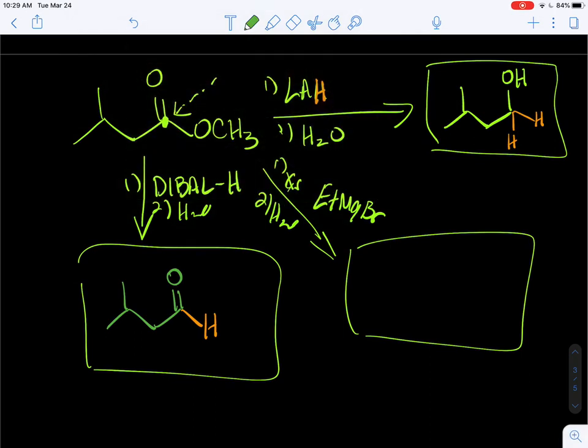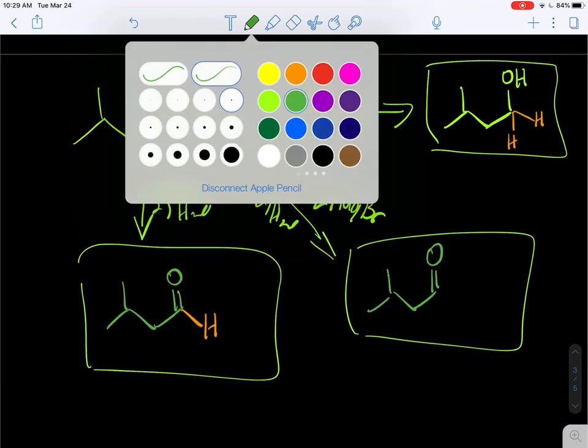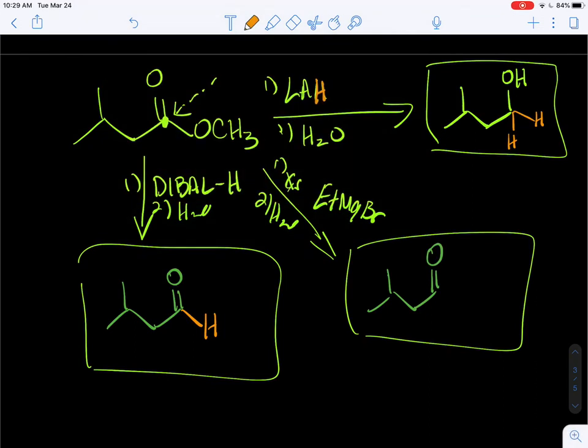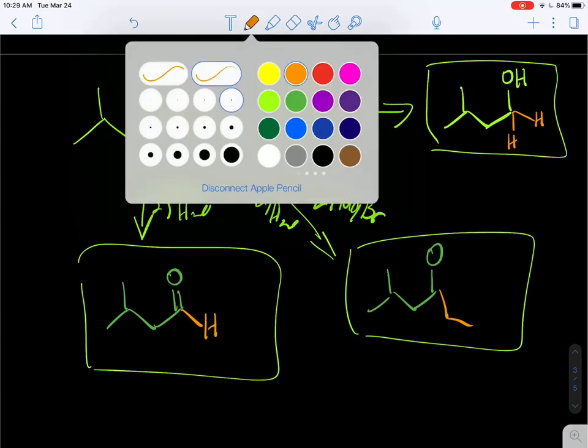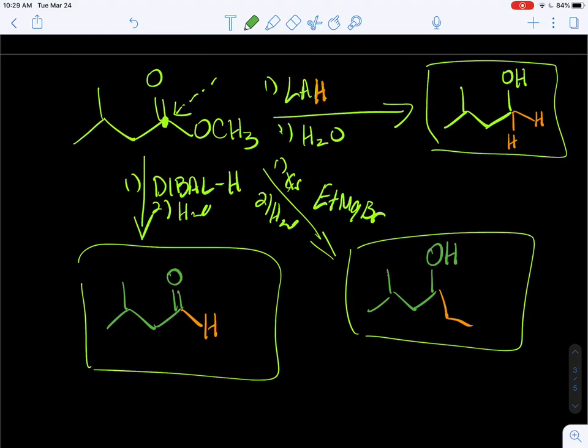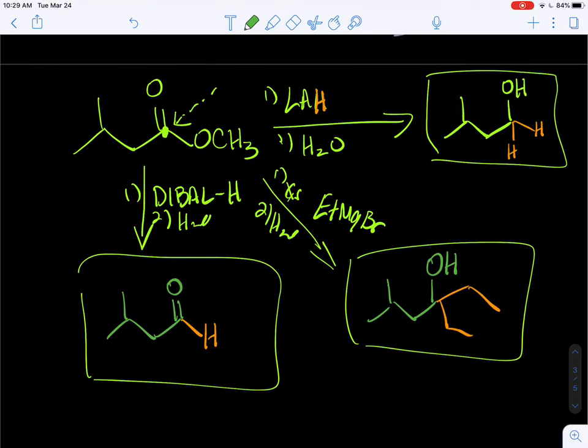And what about ethyl magnesium bromide? What does that do? That delivers 2 ethyl groups to the carbonyl carbon. So we're going to have an ethyl, and we are messing up here. That should be a single bond, and that should be an OH group. Okay, and there should be another ethyl group. Okay, so I hope by this slide here you can kind of see the overview.